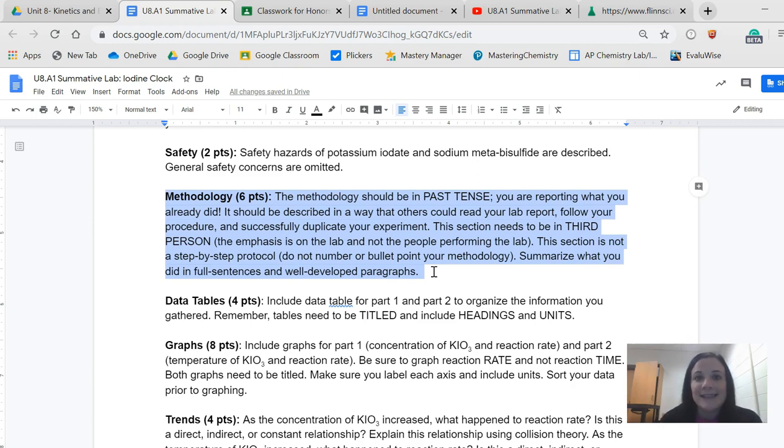I know that you guys did not get to test temperature in class. You also need to write a methodology for temperature. Along with this video, I am going to post a YouTube link so you can watch me doing the procedure for temperature and you can write the procedure for that.